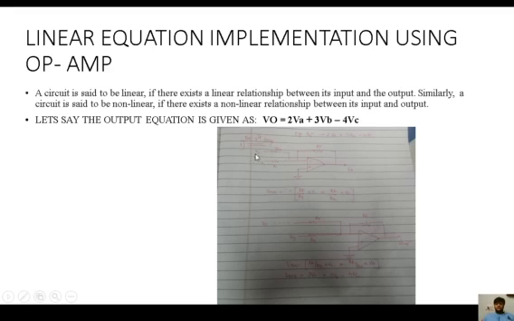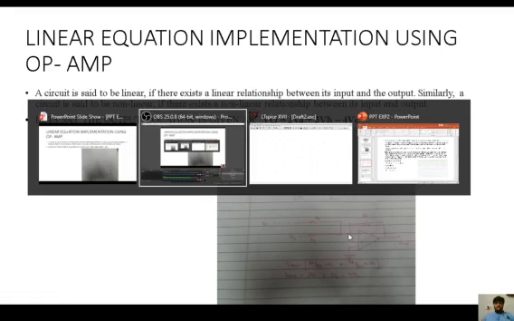So we are first going to design the equation for 2VA plus 3VB. We will be using just one op amp, and then we will be cascading the minus 4VC to get the whole output. The output of this op amp will be given to the input of the second op amp. So let's begin the design of the circuit.